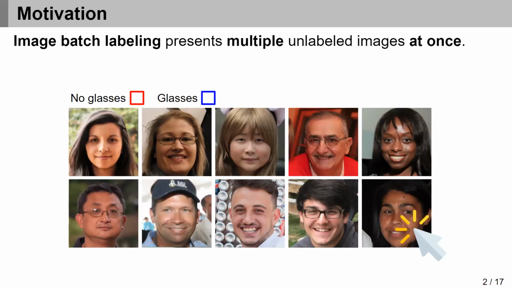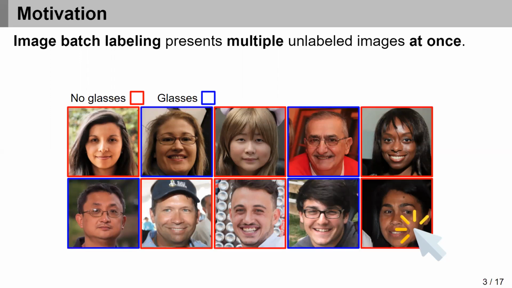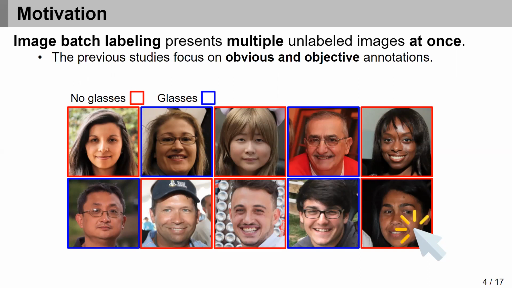In the figure, we have no glasses and glasses for the labels, which seems very obvious and objective. Judging the existence of glasses in the given images is straightforward and it has undeniable ground truth. Most of the previous studies focused on improving the labeling quality regarding such obvious and objective annotations.